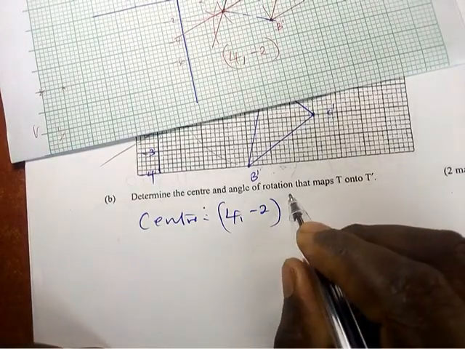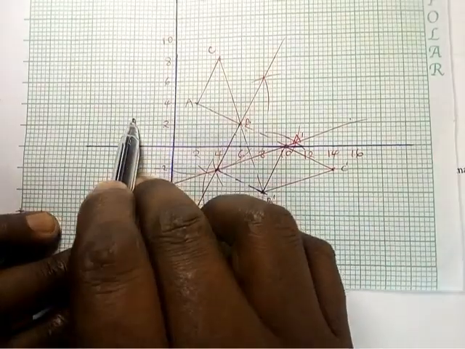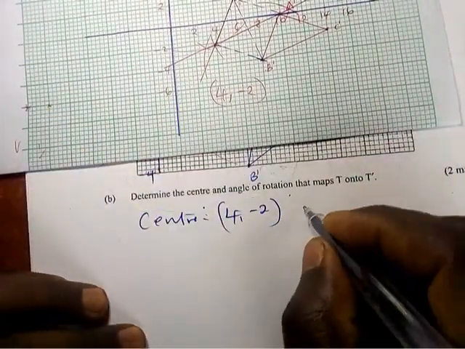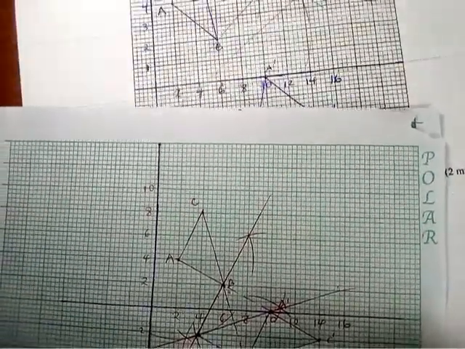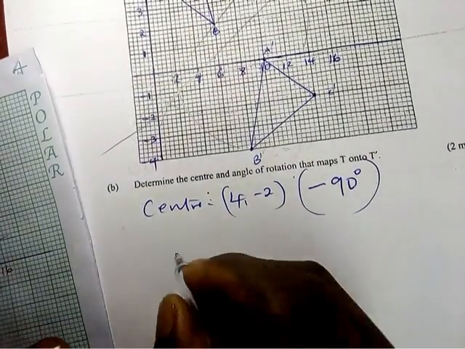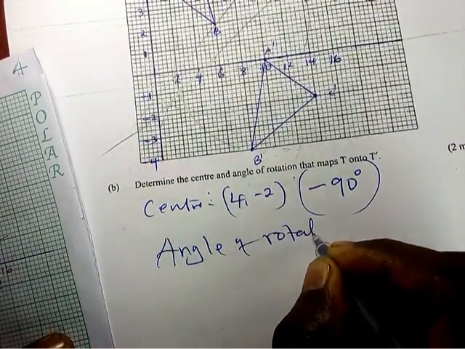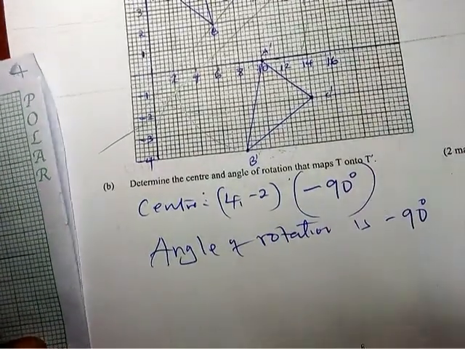Rotation is 90. But which 90? Is it positive or negative? Going this way it is positive, coming this way it is negative. So -90 degrees. Angle of rotation. So you write angle of rotation is -90 degrees.